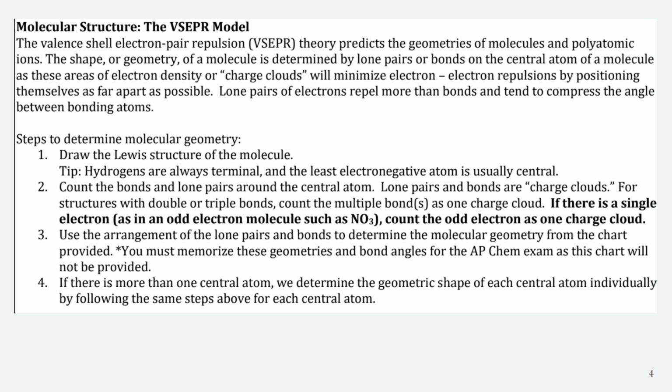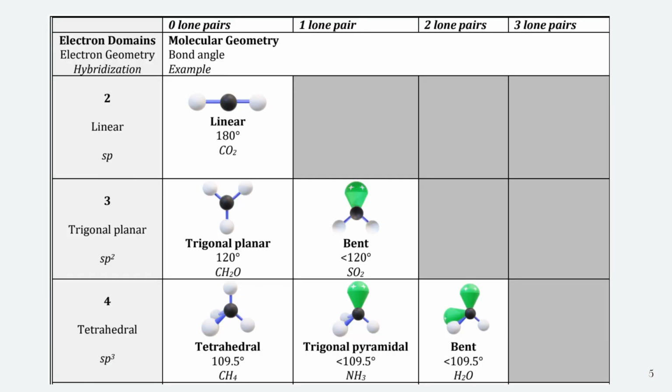If there is more than one central atom, we determine the geometric shape of each central atom individually, and you just do the same thing. So if you have two central atoms, you can figure out what the geometry is on each. The number of domains is whether it's a bond or a lone pair, it doesn't matter. They just count as domains. The molecular geometry is what's determined by the number of lone pairs on it.